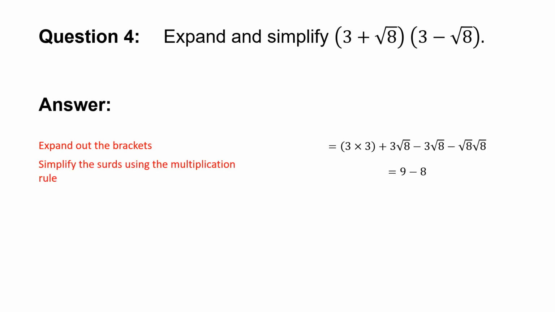So working this through, obviously 3 times 3 is 9. The two middle terms, the 3 root 8 terms, they cancel out. And then we have a minus root 8 times root 8, which is going to be just 8. So this is 9 minus 8. So our final answer is just 1.